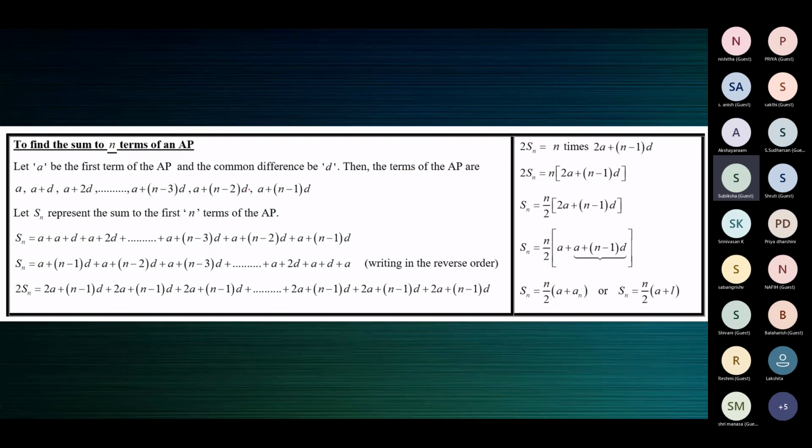These are the terms of the AP. These are the first n terms of the AP: A, A plus D, A plus 2D, till A plus (n minus 1) into D.